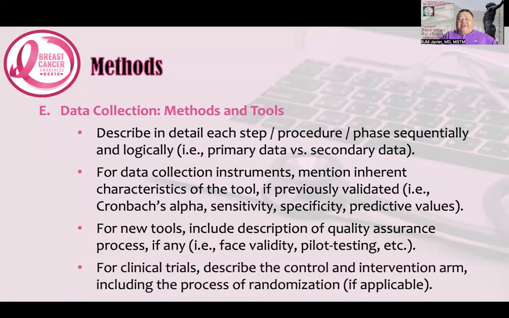Now, again, if ever in the future you will be doing clinical trials, describe the control and the intervention arms, including how you will ensure randomization. Again, randomization is a process that can minimize any potential effect of confounding variables by giving equal opportunities for your study subjects to belong either to your treatment arm or to your control arm.